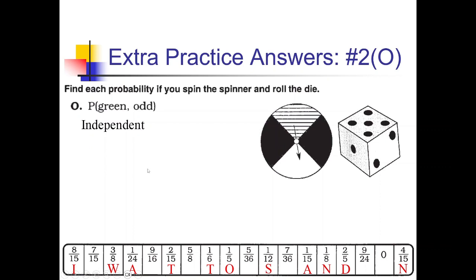For problem 2o, we want green and odd. Well, there's no green spaces here, only black, white, and striped. So there's a 0 chance out of 4 of getting green. Odd is still 3 out of 6. But 0 divided by anything and 0 times anything is still going to give me 0. So that's my probability. No chance of this happening. So we're putting an O in 0, which is kind of poetic.